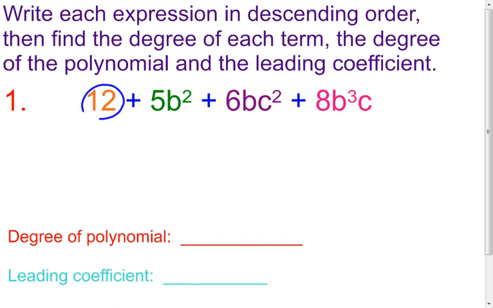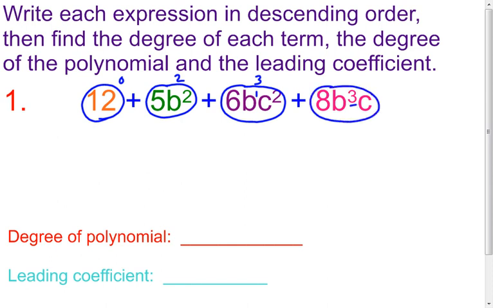So this term right here has a degree of 0 since I have no variable in it. So this has a degree of 0. This one right here has a degree of 2. This one, be careful, people think it has a degree of 2, but this has a 1 above it. And so really, the B has a degree of 1, the C has a degree of 2, so I have a degree of 3. Okay? And then this term right here has a 3 right here and a 1 right there, so it actually has a degree of 4. So if I were to write these in descending order, it would look like this.